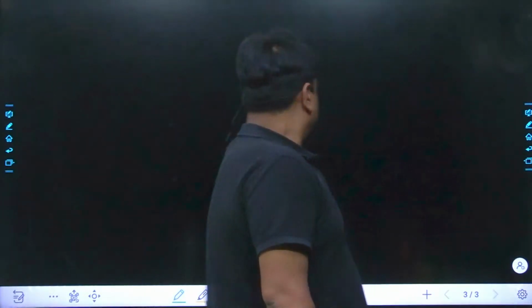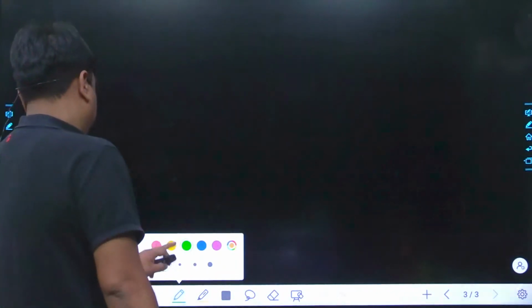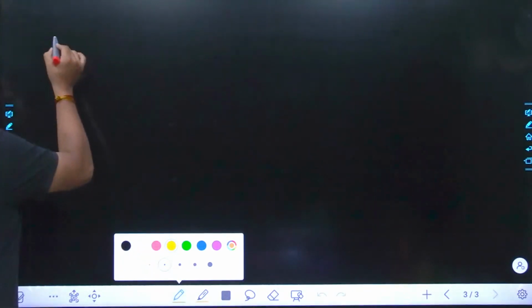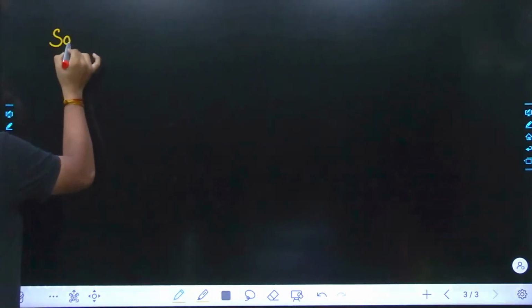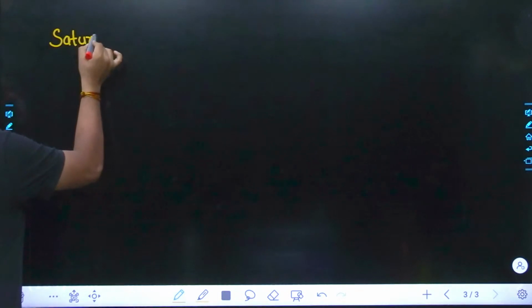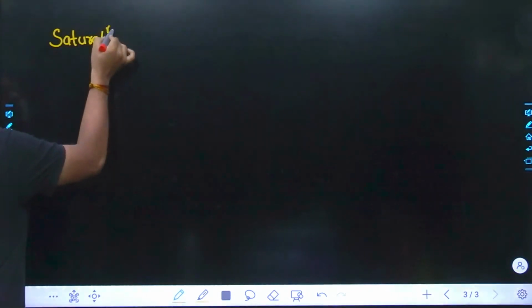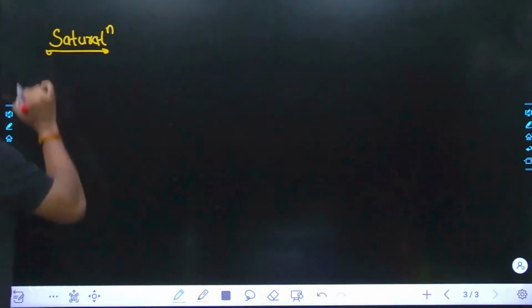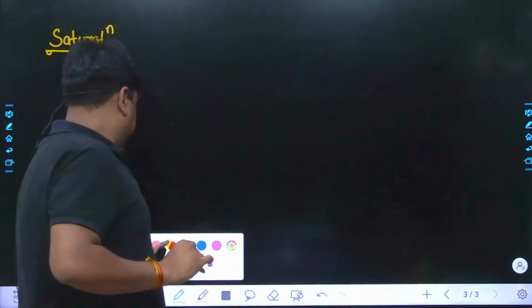Let me go forward, taking the new slide. See, in the saturation region, are you able to recall what the current equation was where ID and VGS are connected to each other?